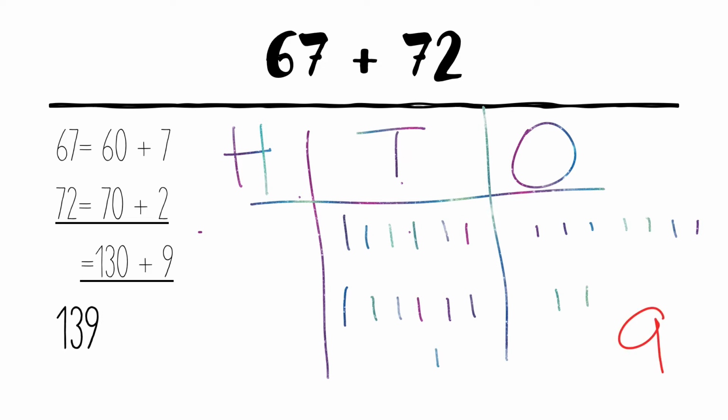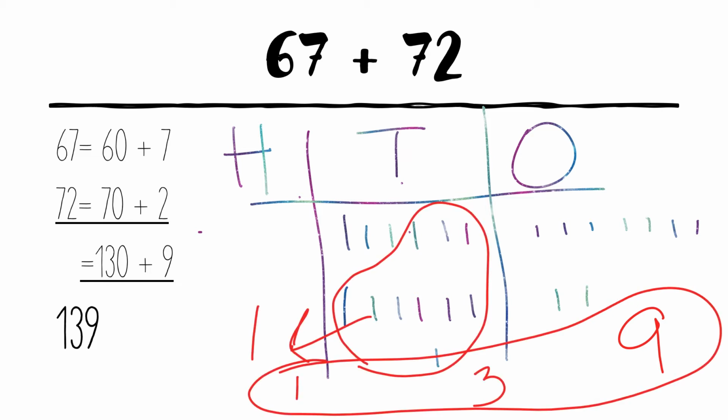Over in my HTO chart, I count up my ones, and I have 9. And then I count up my tens. Now, I've kind of done two things here. I had a group of 100, so I grouped those together, and I had 3 left with 139.